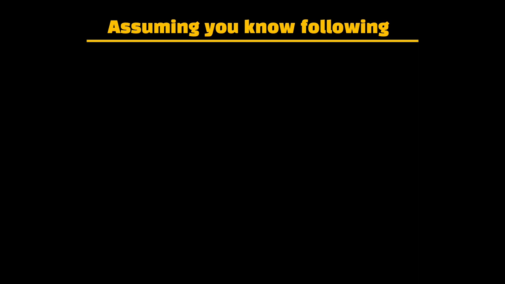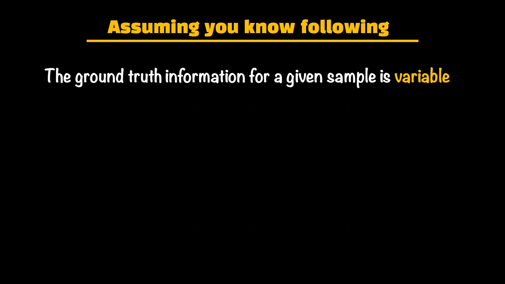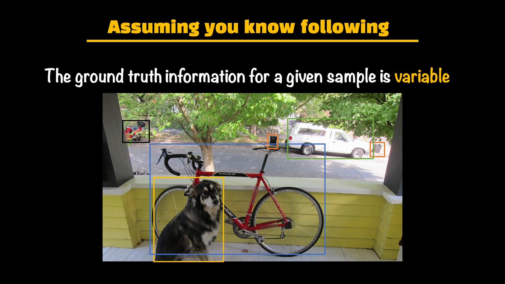First and foremost, you should appreciate that one of the challenging aspects in object detection is that for a given training sample, you have multiple labels. For example, in this image, there are multiple objects. Most belong to different classes and some belong to the same class. We say that the ground truth information is variable per sample.